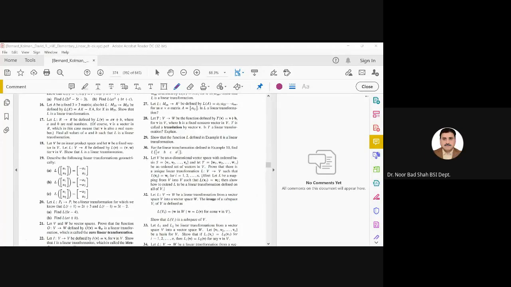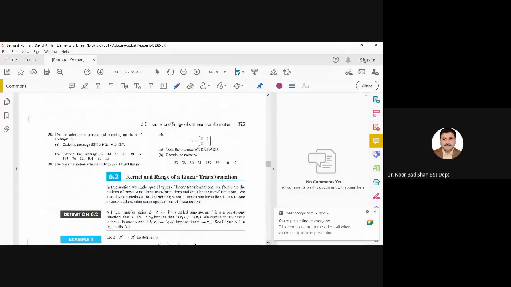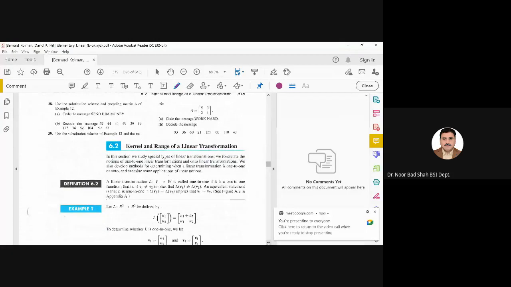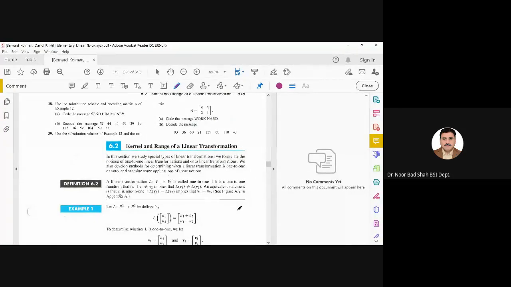Okay, so last lecture we discussed linear transformation, and let's continue with linear transformation. We talk about its kernel, its range, and first we talk about whether a transformation is 1-1 or onto. So we first talk about a 1-1 transformation.